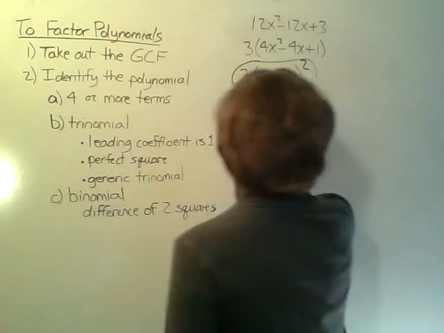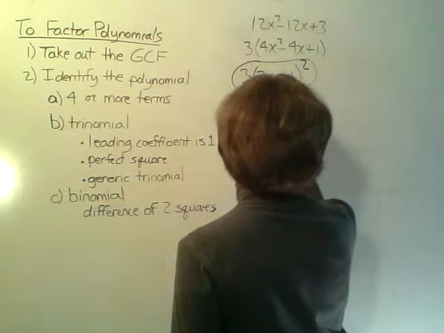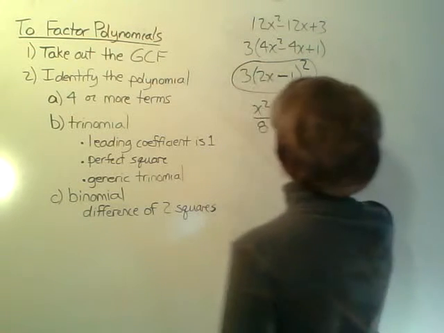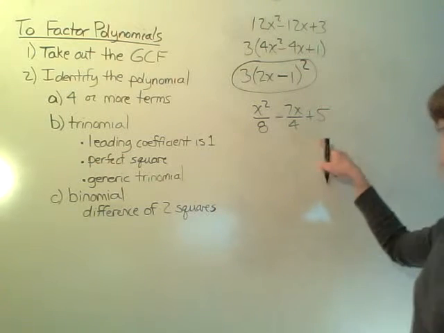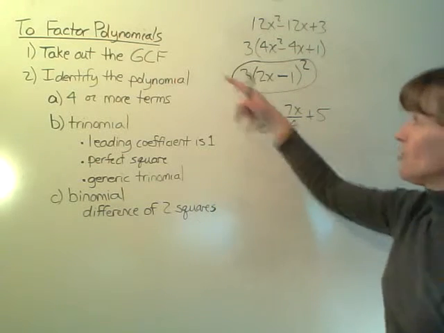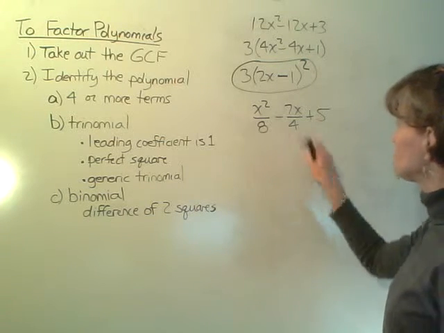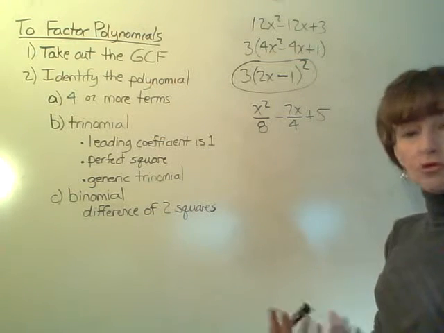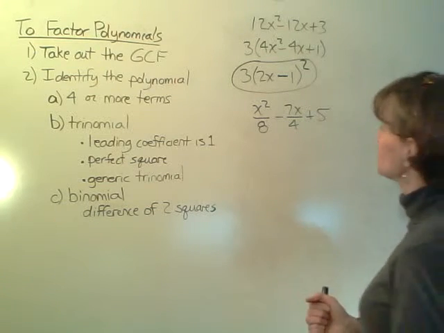All right? Now, here's a particularly difficult trinomial to factor. x squared over 8 minus 7x over 4 plus 5. This trinomial does not appear to have a greatest common factor, but it does have an issue. It has these different denominators in it. So in order to make the factoring easier, I'm going to get common denominators for all of these terms.